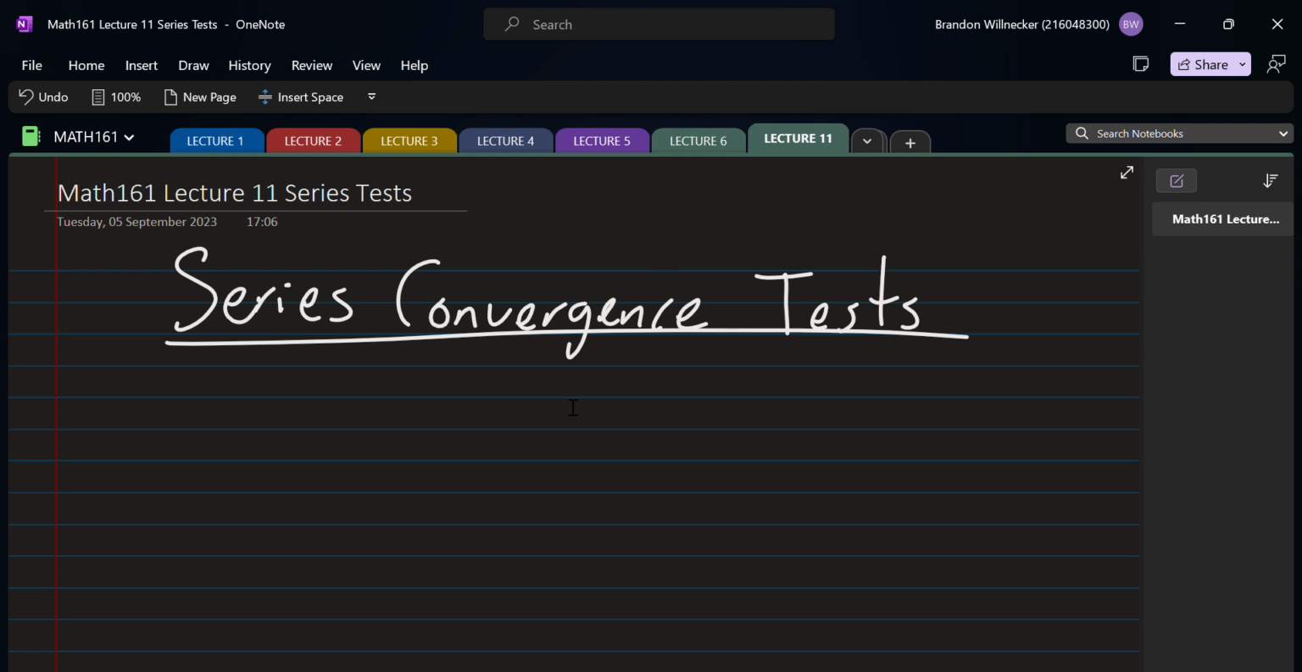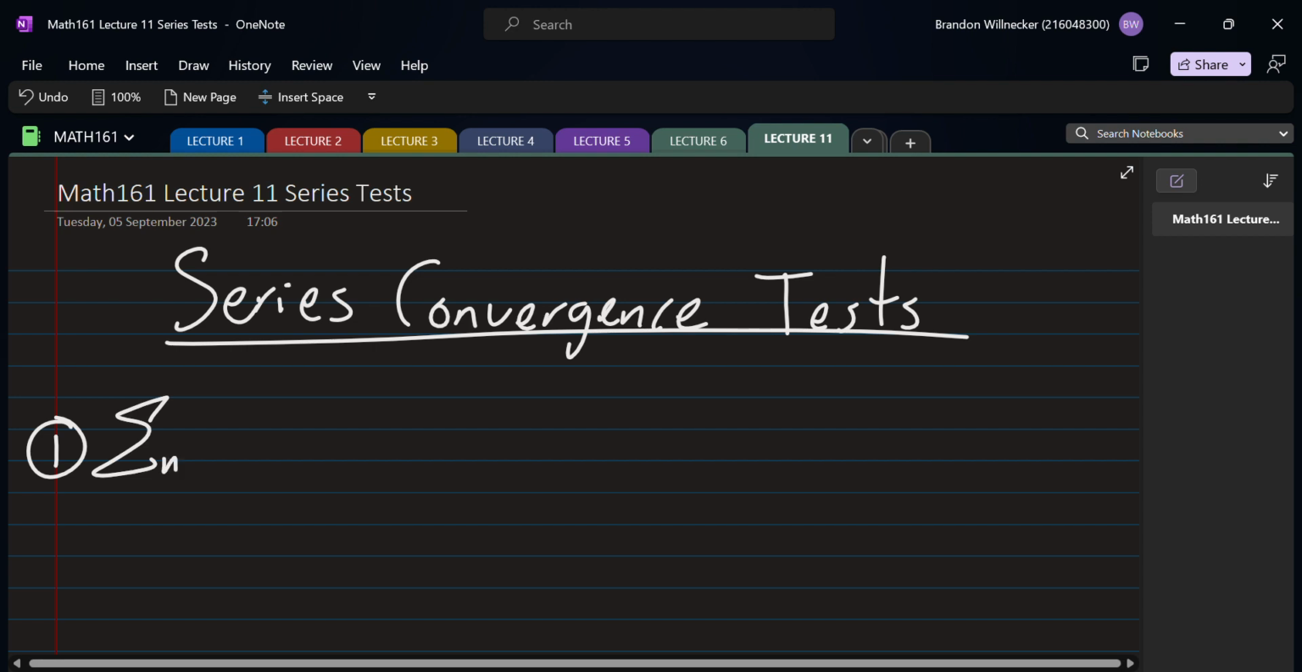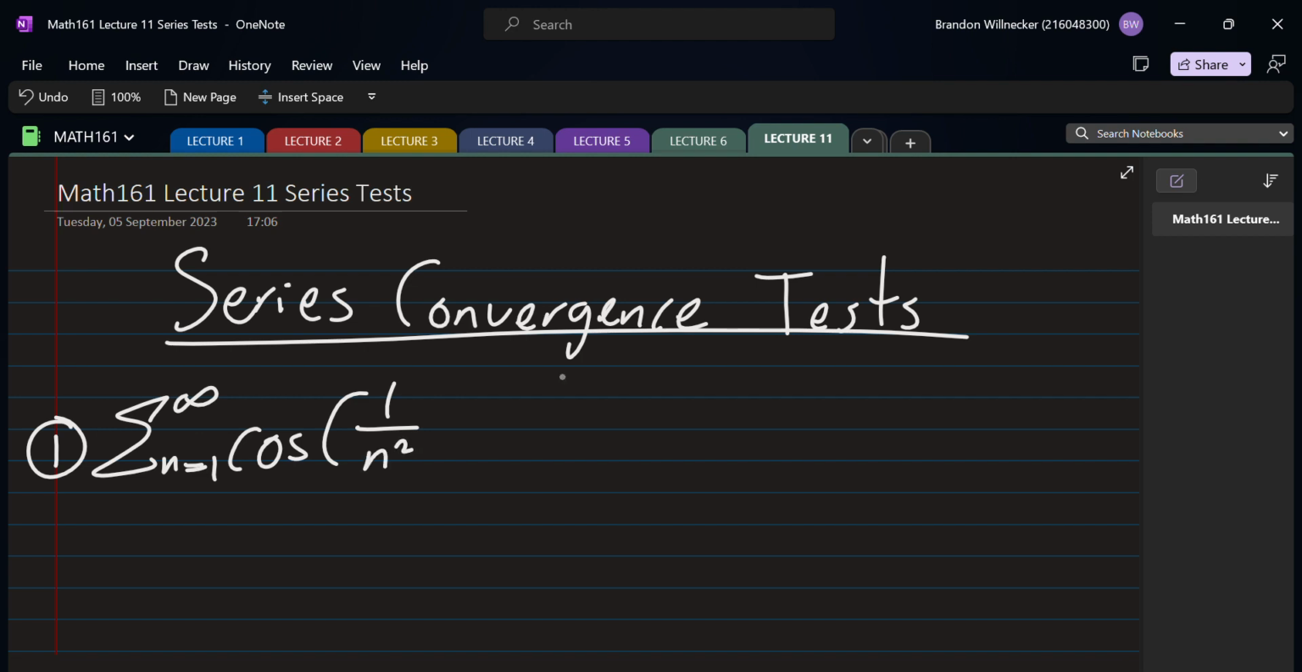Hi there. In today's lecture, we are going to continue with the series Convergence Tests by looking at a few examples, going through the different tests that we looked at in the previous lecture. Okay, so let's start off with example number 1. We have the sum as n goes from 1 to infinity of cos(1/n²).